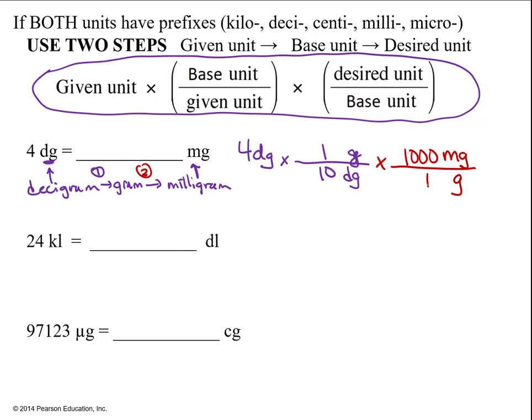So notice when I do this math, the decigrams and decigrams will cancel. Grams and grams will cancel. My answer is in milligrams. Now doing the math. Multiply everything across the top. So that is 4 times 1. Remember, that doesn't do anything. So just 4 times 1,000, and then divide by each thing in the bottom. So it'd be 4 times 1,000 divided by 10. And your answer is 400.